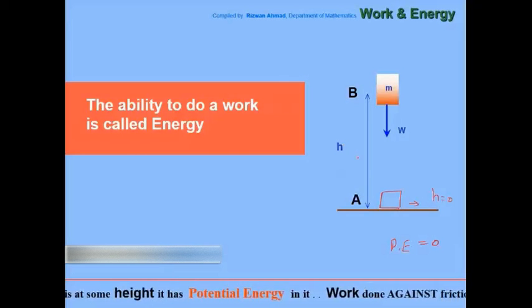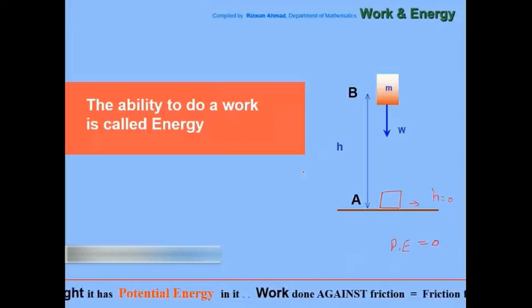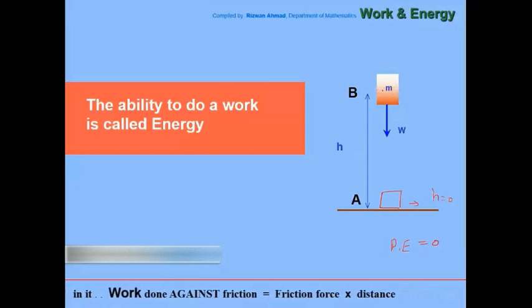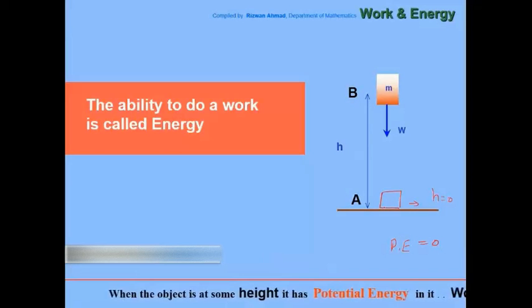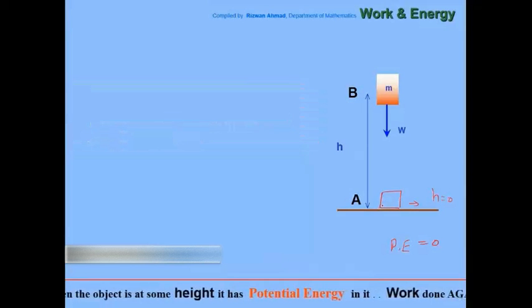So this is the definition of energy. The ability to do work is called energy. Because at point B it is able to do work, so it will fall down. That is the work done by that. But at the point A, it has no ability because it has no energy to do the work. That's why if you release it there, it will not move.